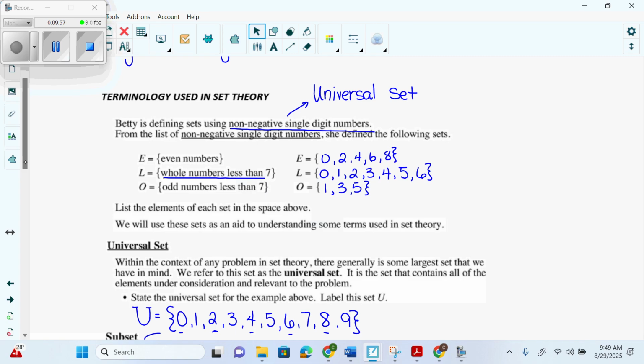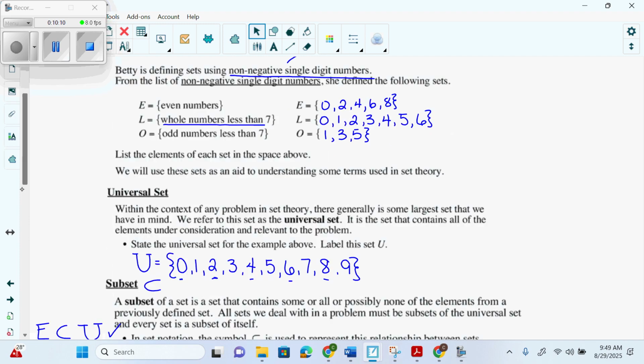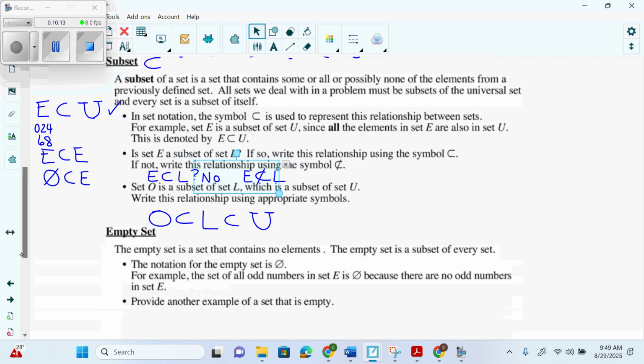L has 0, U has 0, L has 1, U has 1, L has 2, U has 2, L has 3, U has 3, L has 4, U has 4, L has 5, U has 5, L has 6, U has 6. So, O is a subset of L is a subset of U is true. Yeah? Subset makes sense? Everything in the first one has to be contained in the next one. And if not everything, even if one thing isn't, it's done. It's not a subset. Just like that 8.